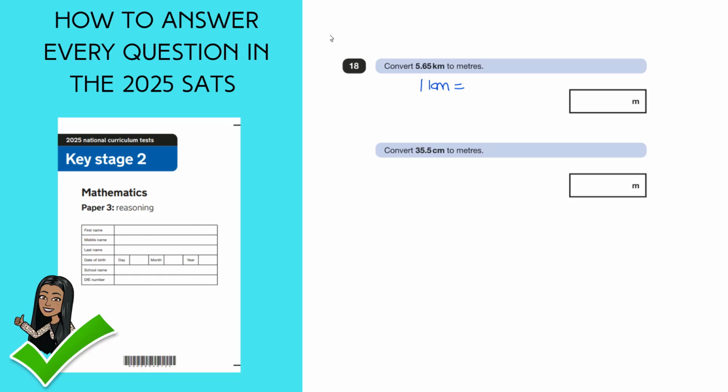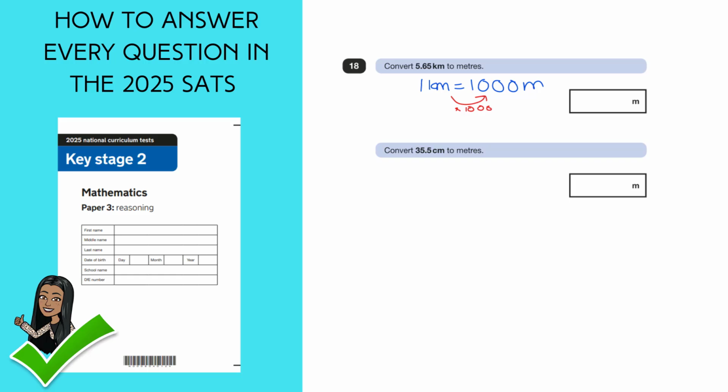So 1 kilometre in metres is 1,000 metres. Sometimes people think, well, I need to divide it, because kilometres are bigger than metres, but actually you need to multiply it, because to get from 1 kilometre to 1,000 metres, we are multiplying our number by 1,000, aren't we?